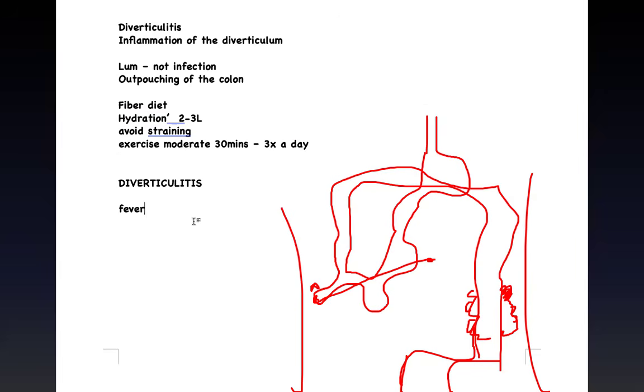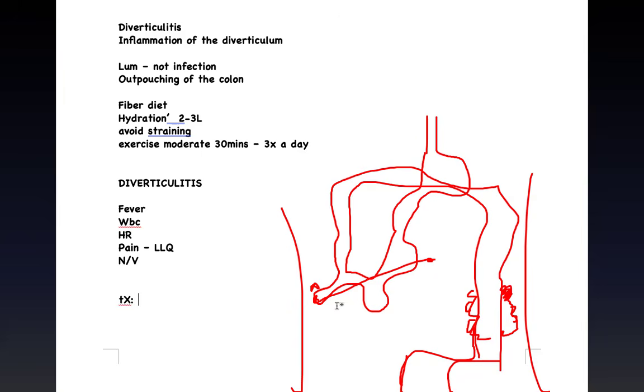Therefore, I expect fever. I expect white count to be elevated. Heart rate can go up, right? They have pain. But pain is going to be left lower quadrant pain because it's on the left side. It cannot be on the right side. So that is the key. They may have nausea and vomit, right? So these are signs and symptoms that you may expect.